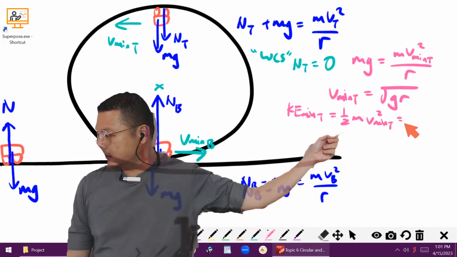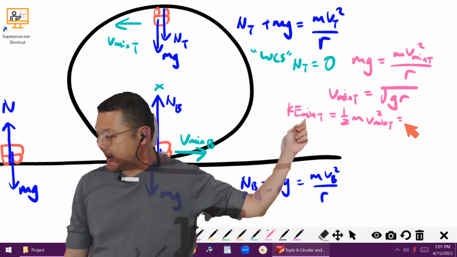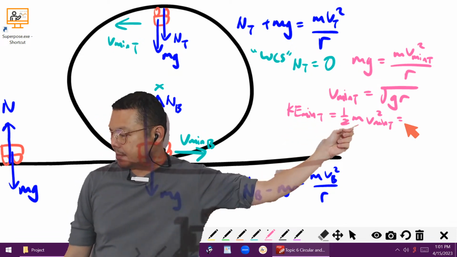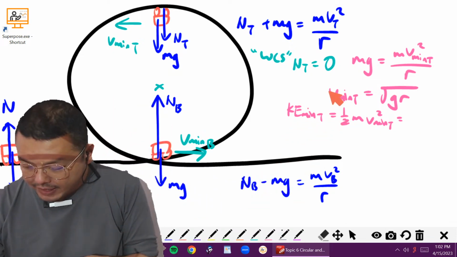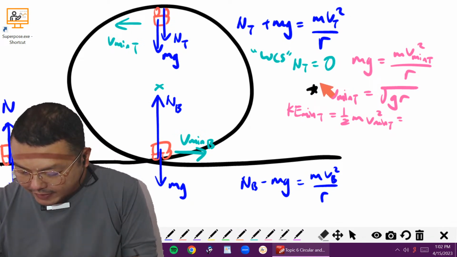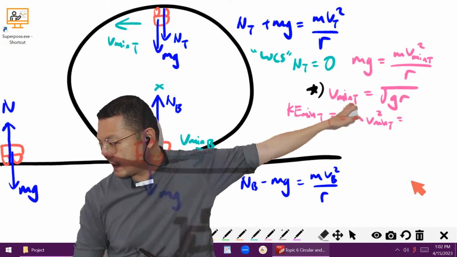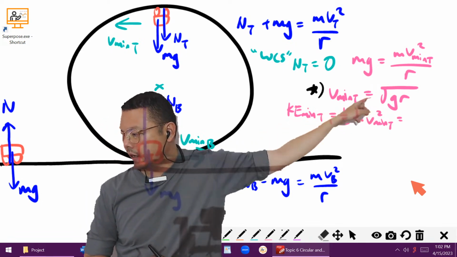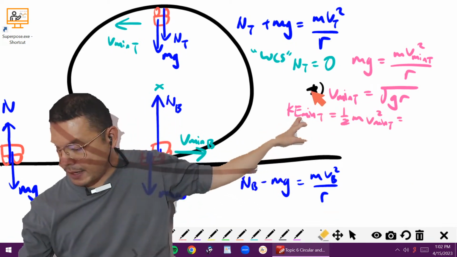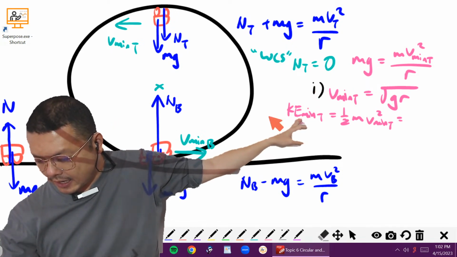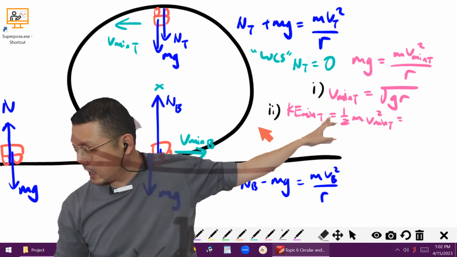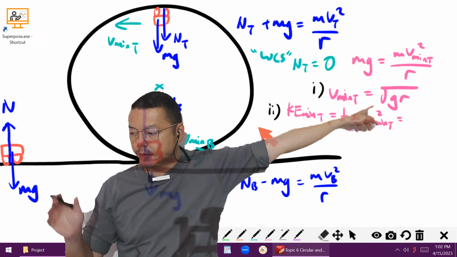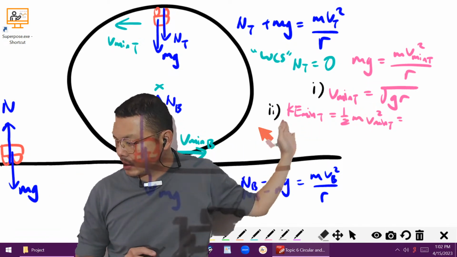You all see that? Minimum KE at the top is half m. So if, let's say, part 1 asks you to find something, just take note that the minimum speed at the top is already found here. So it's just root of gr. This is like part 1, and then this is like part 2. So if they ask you to find the minimum speed at the top, you're done already. Don't need to go and do this next part.